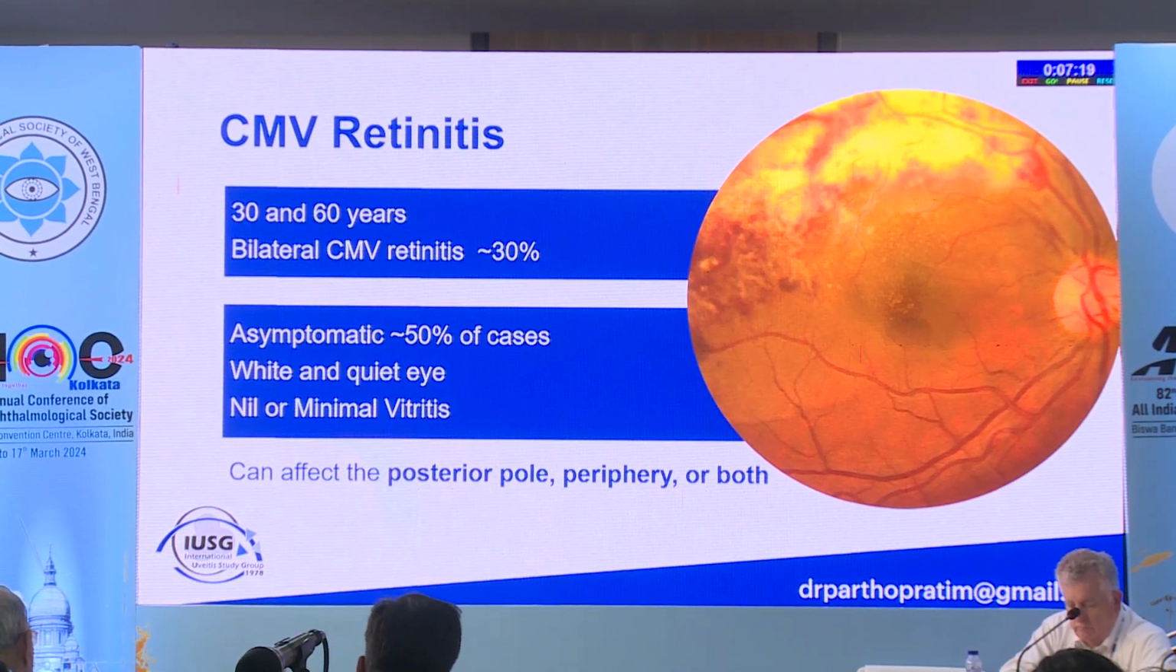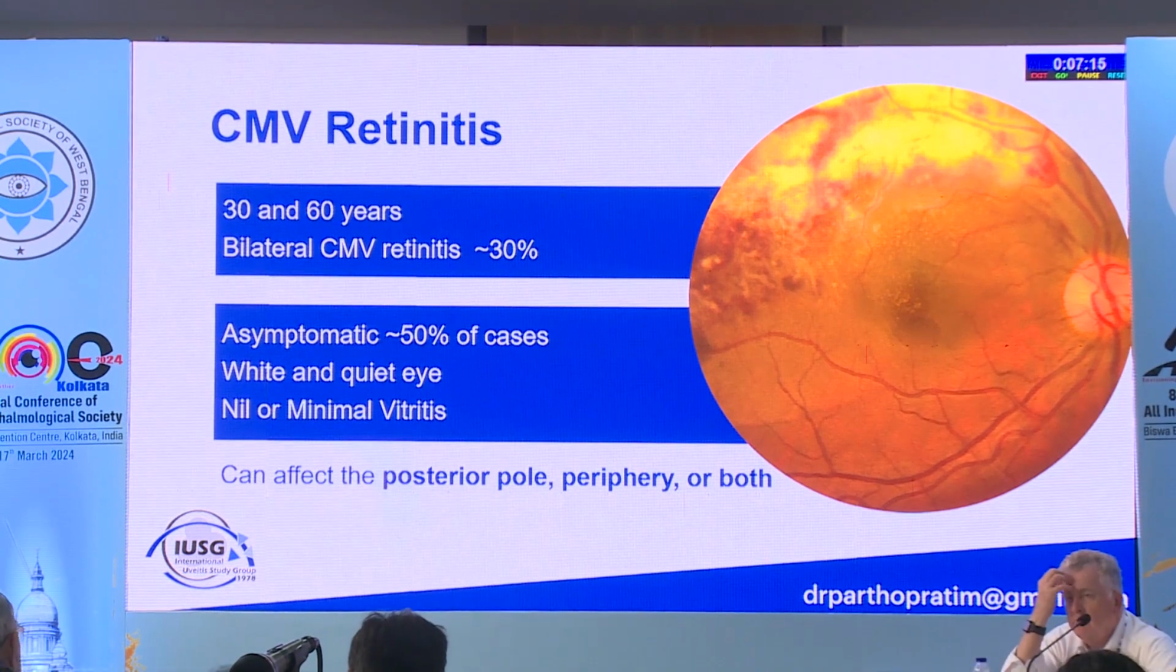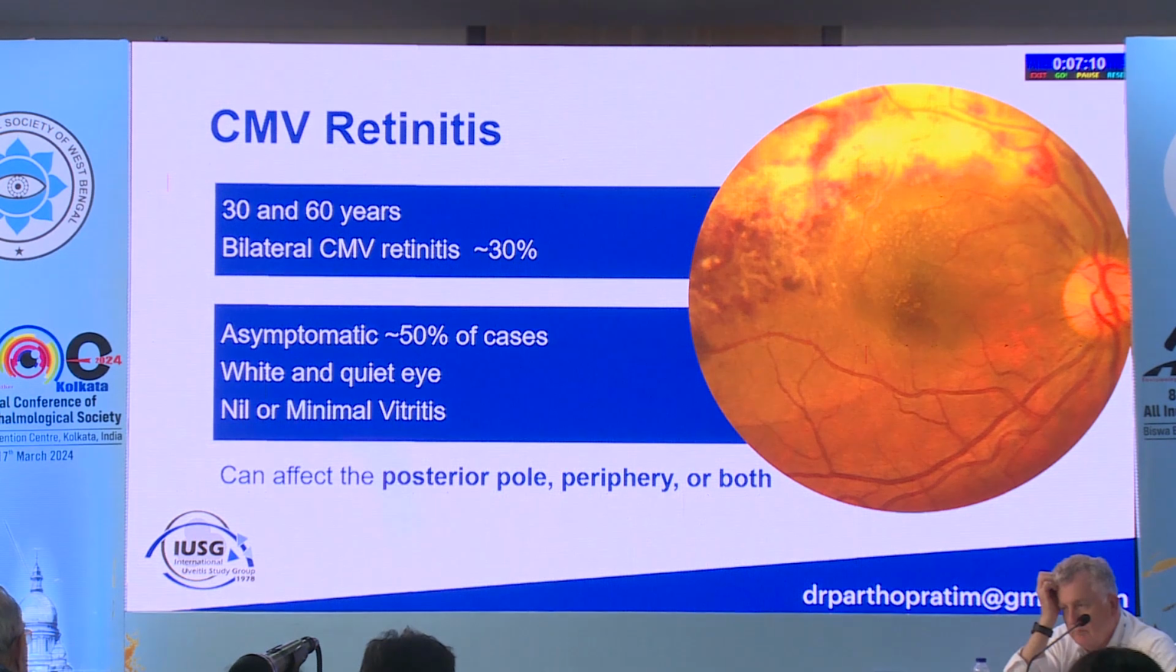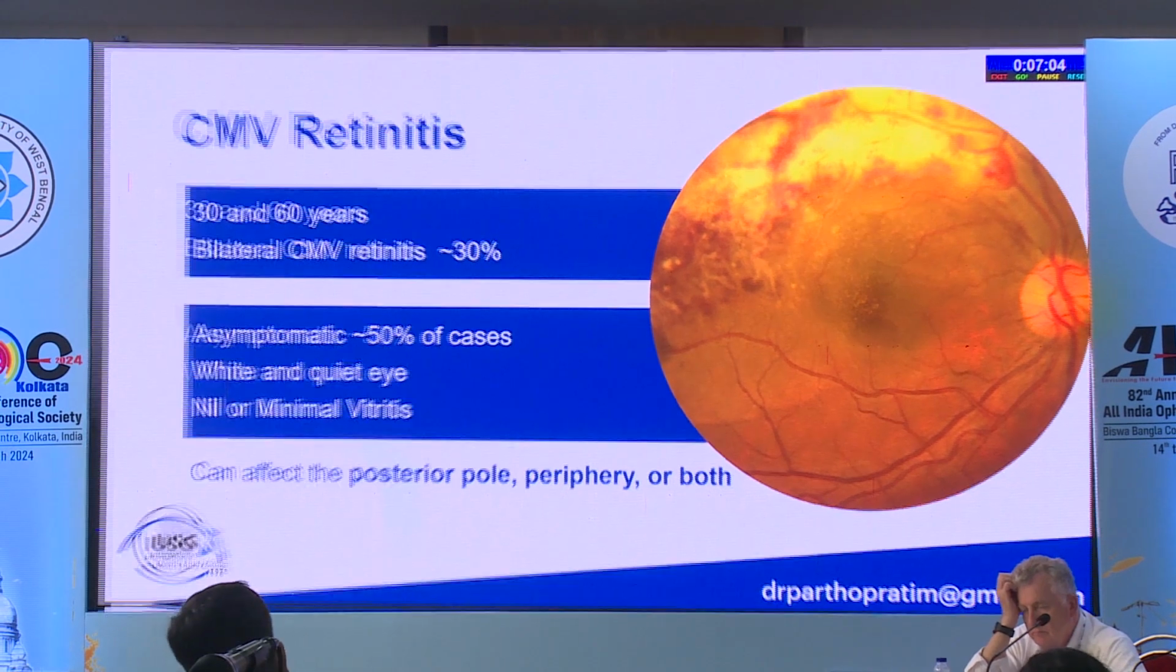bilateral in 30% of patients. And these are notoriously white eye uveitis. Sometimes there will be no congestion and nil or minimal vitritis. And it can affect all the areas. It can affect the posterior pole, periphery, or both simultaneously.